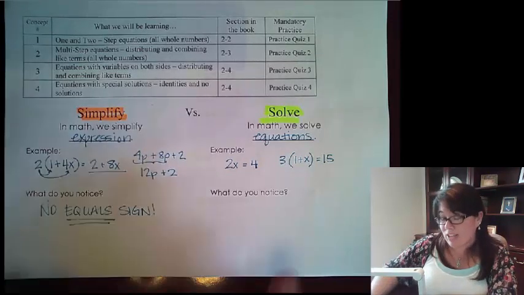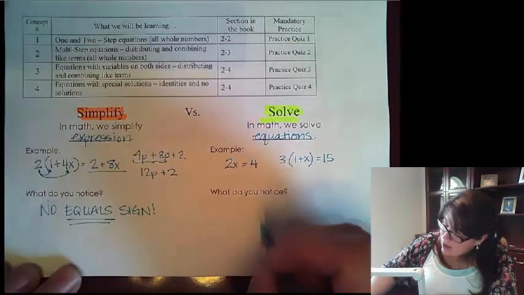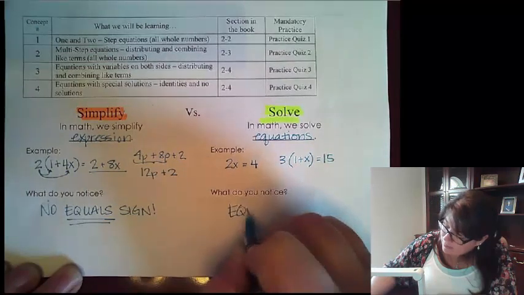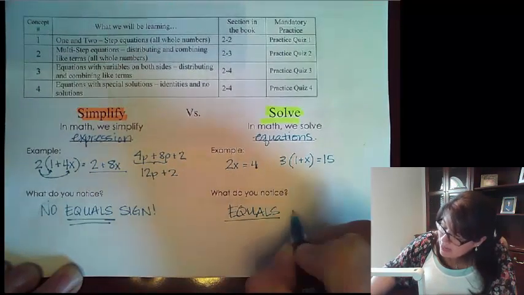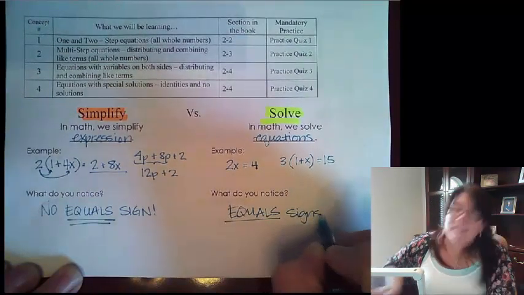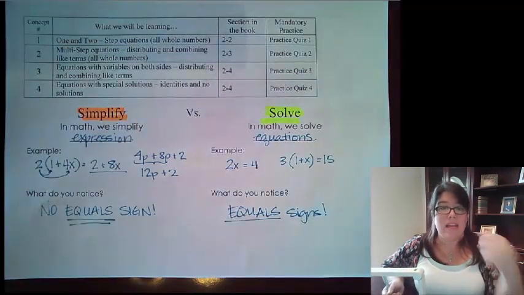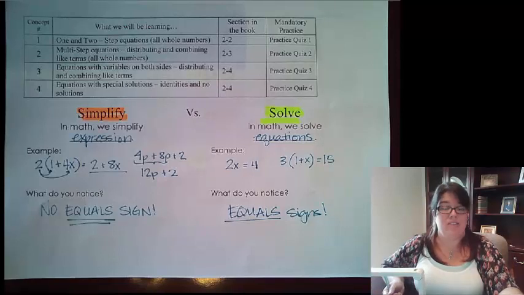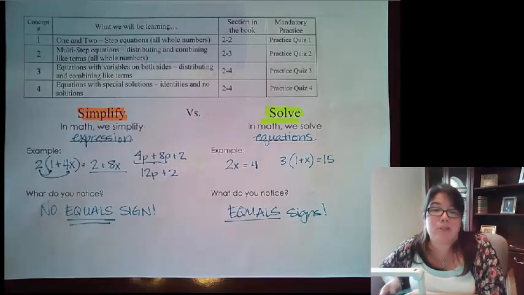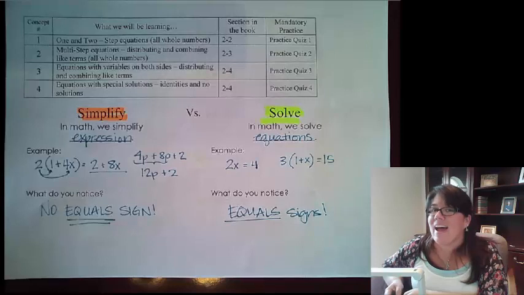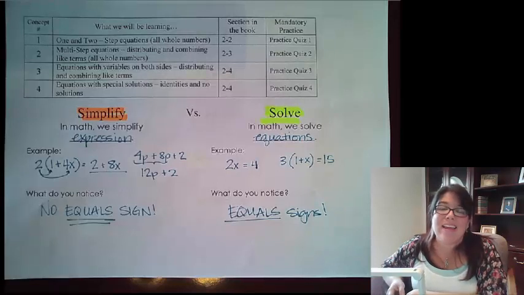With equations, we have an equal sign. And that equal sign tells you that there is something to solve. We can come up with something that is equal to something else. And so we're going to take a look in chapter 2 at how we do that and how we work with these algebraic equations to solve for variables.